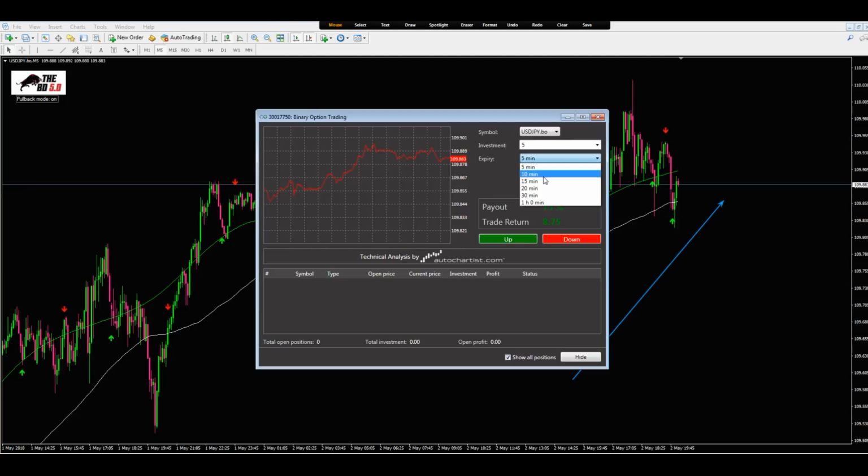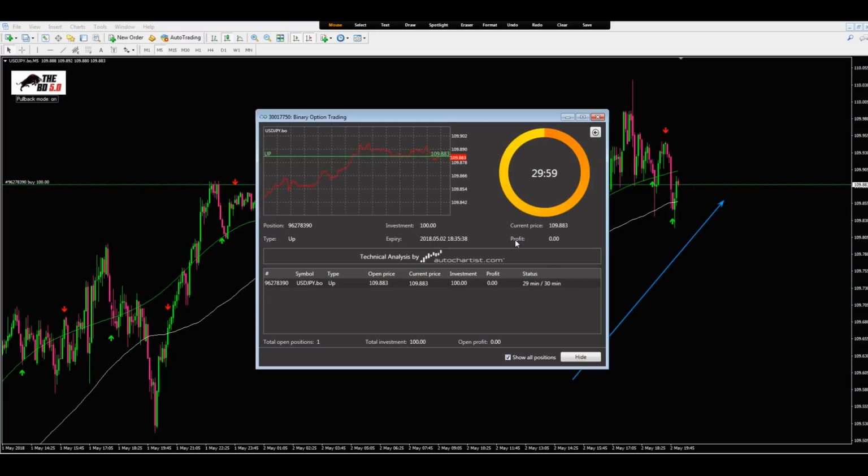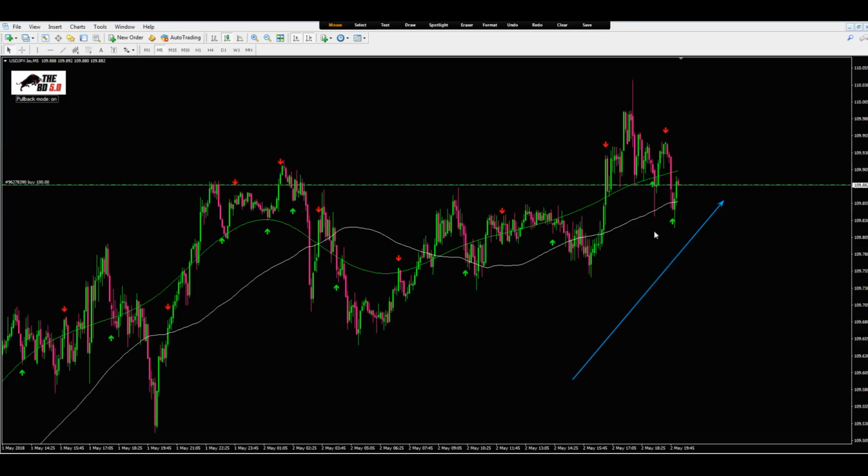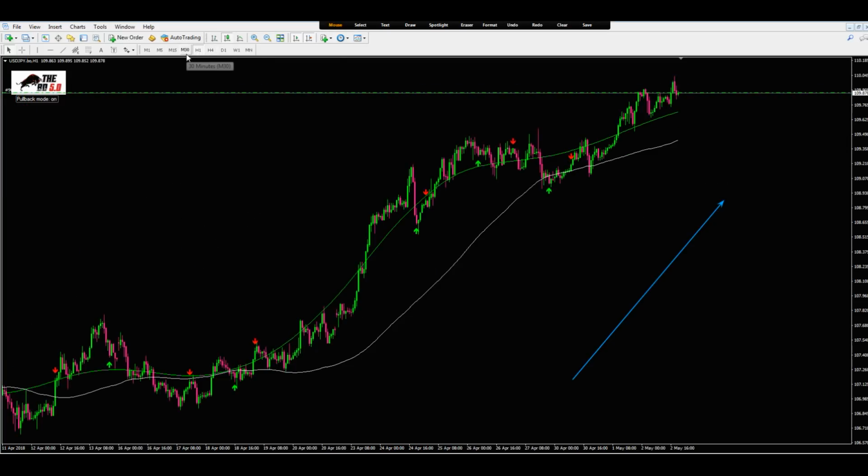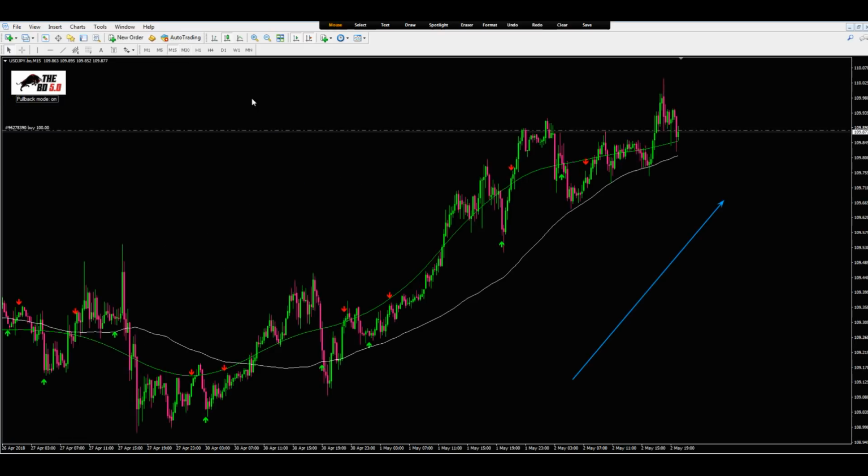We're going to go for expiry, 30-minute expiry, investment 100. I'm going to take it up. There we go. Now what I like about this is we've got a nice uptrend. You can see on all time frames, 4 hour, 1 hour, 30 minutes, it's an uptrend. So we want to be trading with the market. That's what we want to be doing.